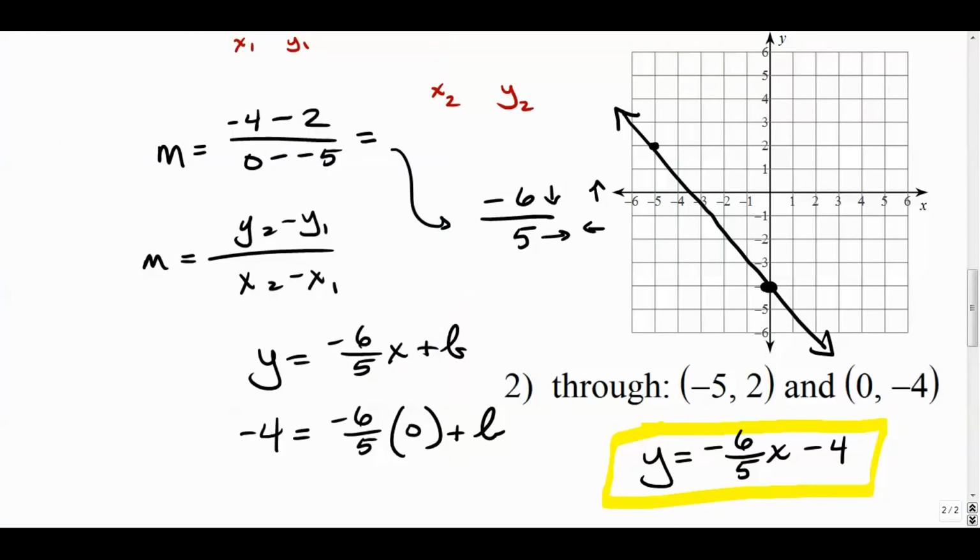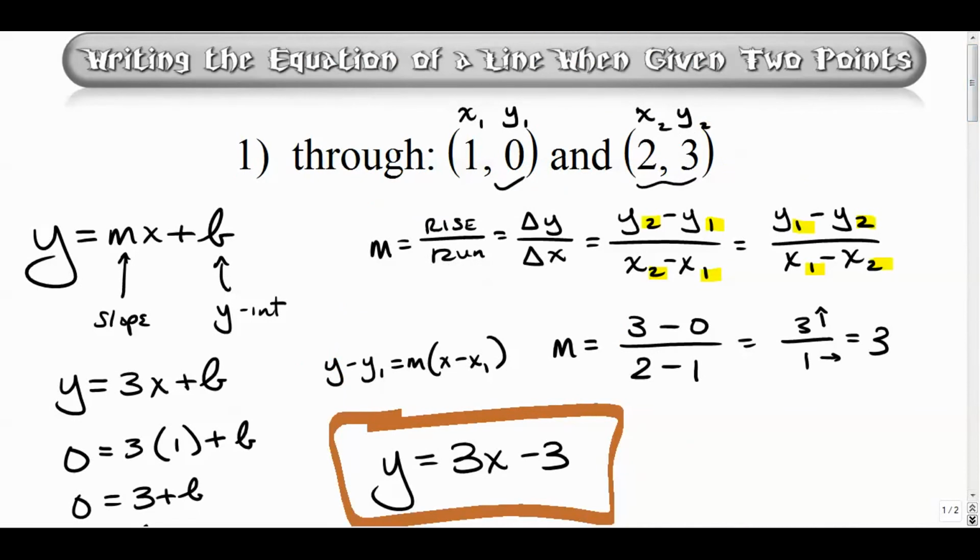Alright, on your graph, of course, you can see that negative 5 comma 2 is here, 0 negative 4 is right here. So everything kind of fits together. So there you go. There was your brief video on how to write the equation of a line when given 2 points.